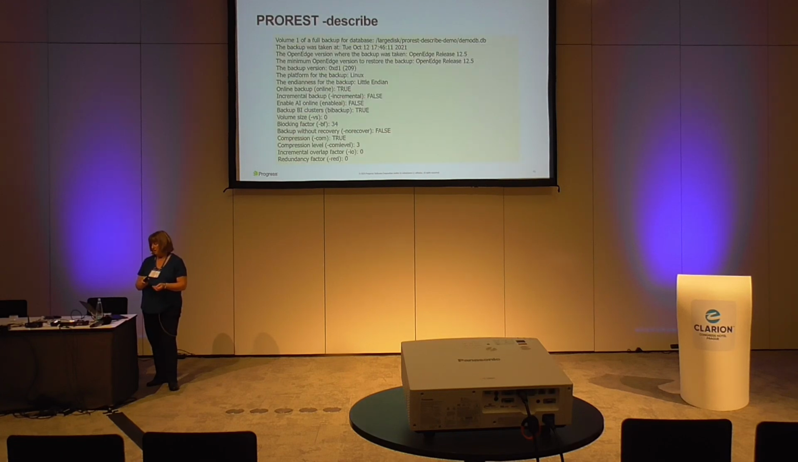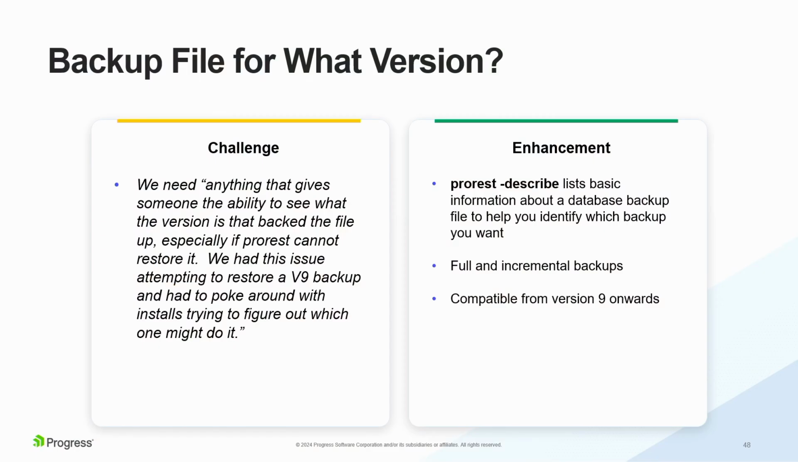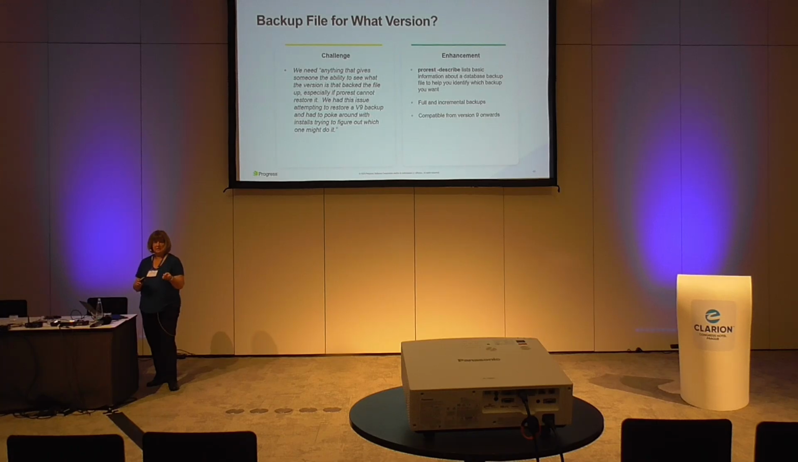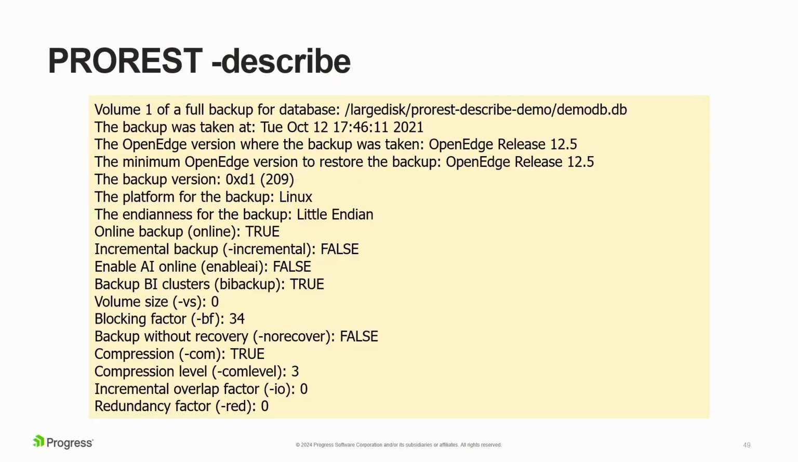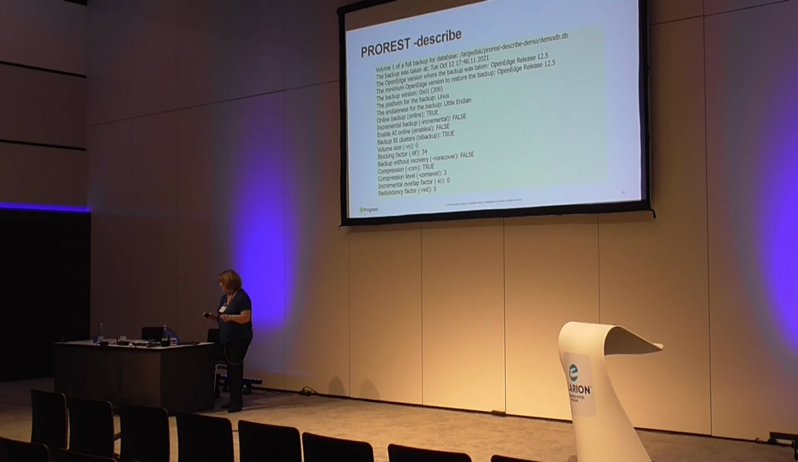So we said, well, we don't really have a good way to see what's in that backup file, so we made this backup describe command. It works on full and incremental backups, and what I think the real goodie is, it works on backups starting from version 9 forward. And this is a sample output of it. You can see this became available in 12.5. Lots of information in here, where the file came from, platform, endian, all kinds of things.